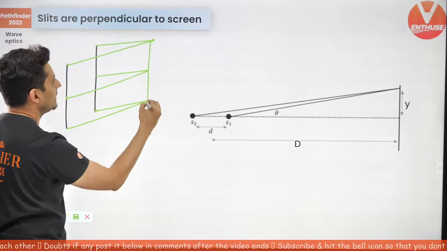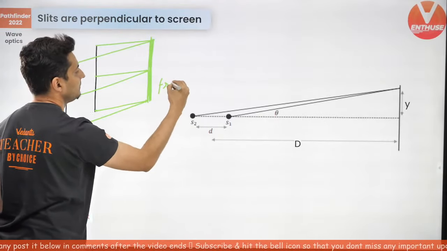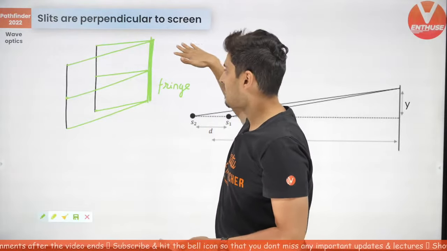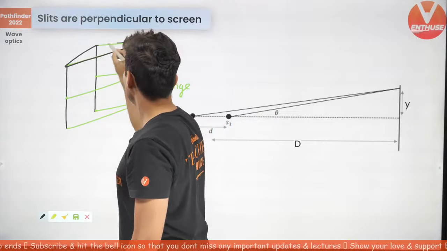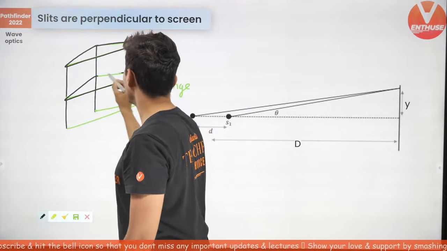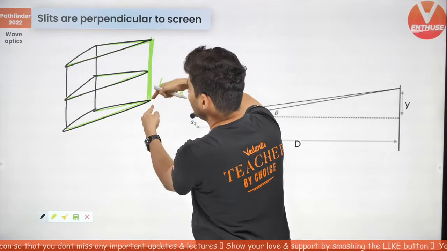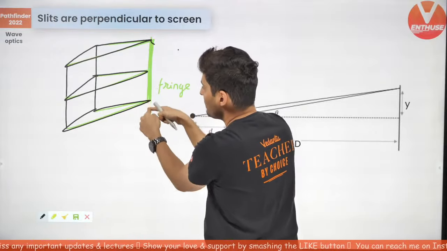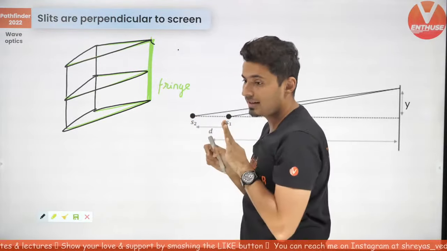If you join all these points, you get a line which is nothing but a fringe. Try to visualize this in 3D. This is like a plane. This is one plane. Then you have another plane, triangular plane. You can see that. So all these points have similar geometries. So that's why you get the same pattern or the same interference along this line. So you get a fringe on the screen.